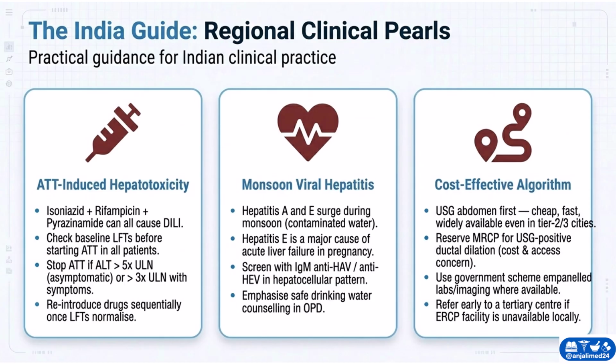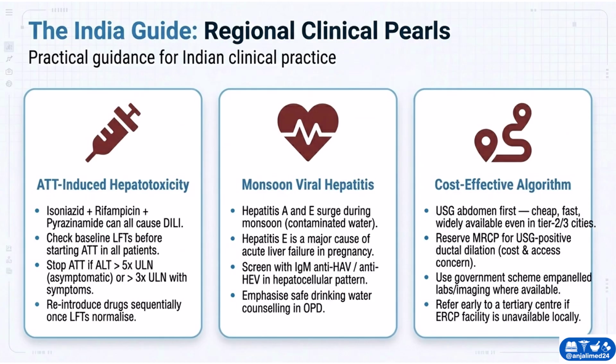The second pearl is monsoon viral hepatitis. During the rainy season, outbreaks of hepatitis A and hepatitis E increase because of contaminated food and water. Hepatitis E deserves special attention as it is a major cause of acute liver failure in pregnancy. In patients with hepatocellular pattern of liver injury, especially during the monsoon months, consider testing for IgM anti-HAV and IgM anti-HEV, while also emphasizing safe drinking water and hygiene during patient counseling.